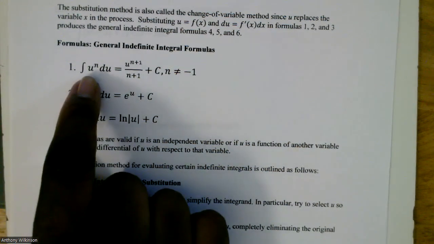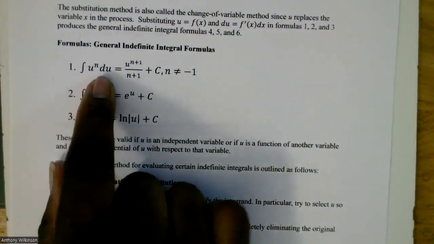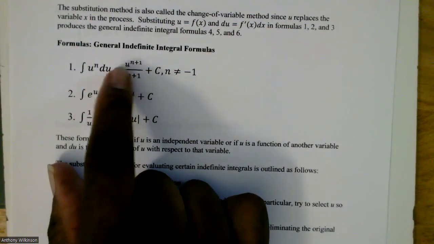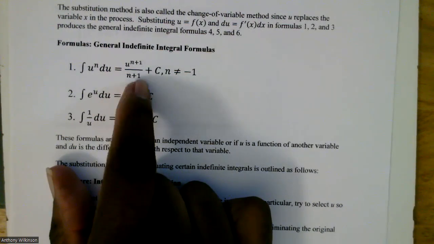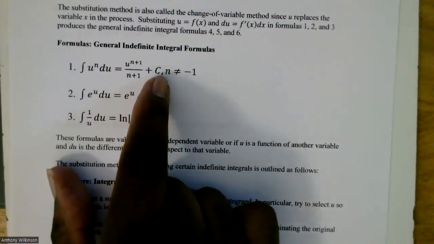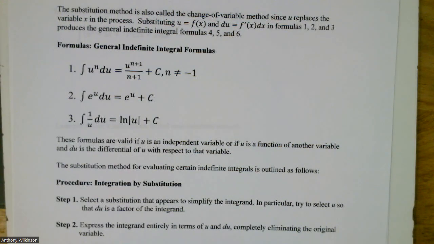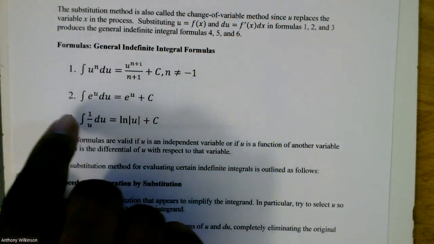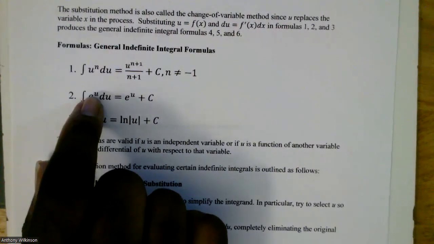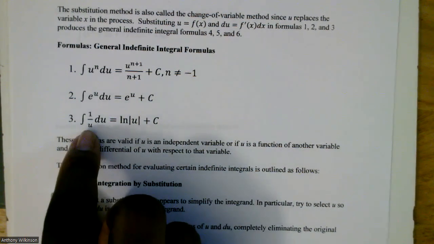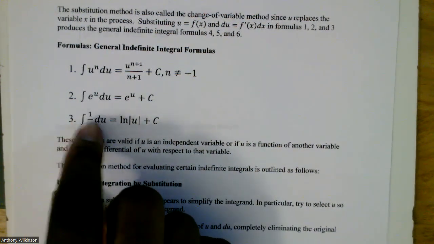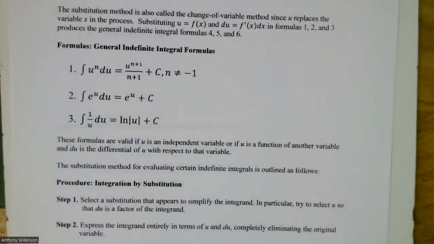So here the integral of u raised to the n du would be, of course, bringing over the u, increasing the power by 1, divided by the new exponent n plus 1, and then plus c. The restriction again, n is not equal to negative 1. And then the second one would be the integral of e to the u du. That's going to be equal to e to the u plus c. And then the third one, the integral of 1 over u du would be, of course, the natural log of the absolute value of u plus c.